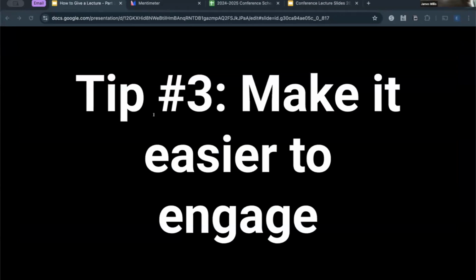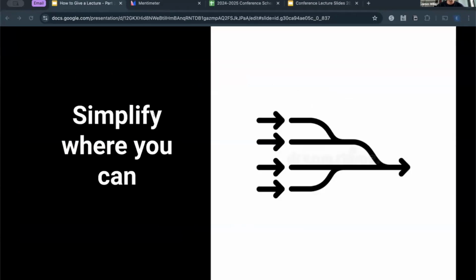So on to our last tip: make it easier for the audience to engage. You want to make it easier for the audience to understand the message that you're trying to get across. And some of the ways that we're going to do this: simplify where you can.